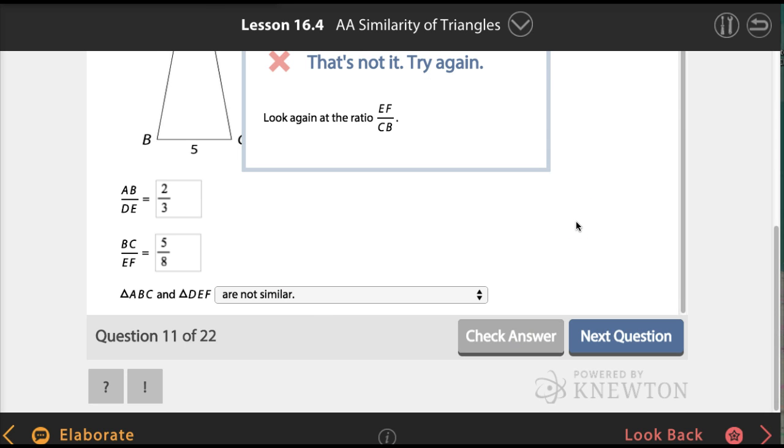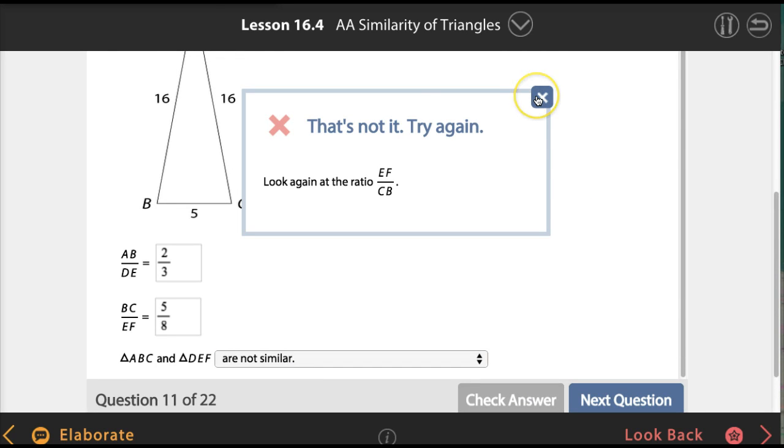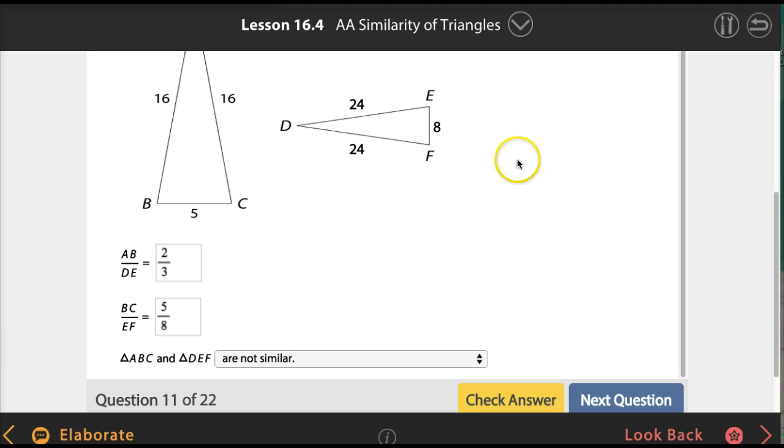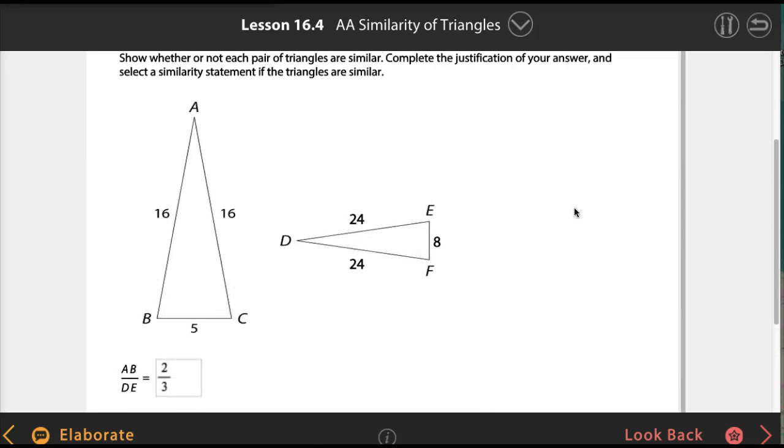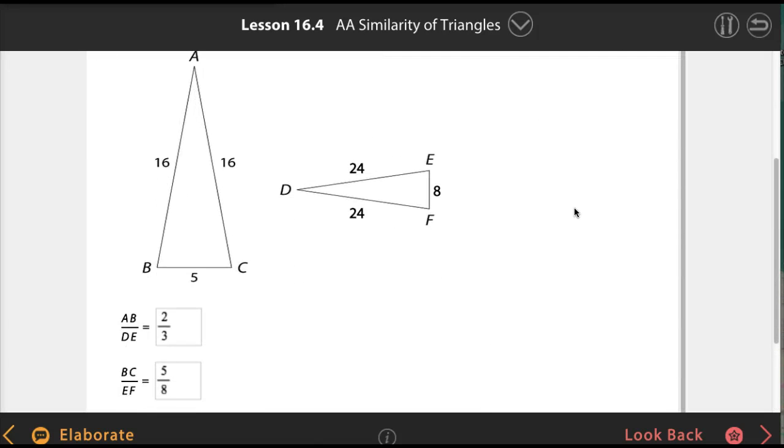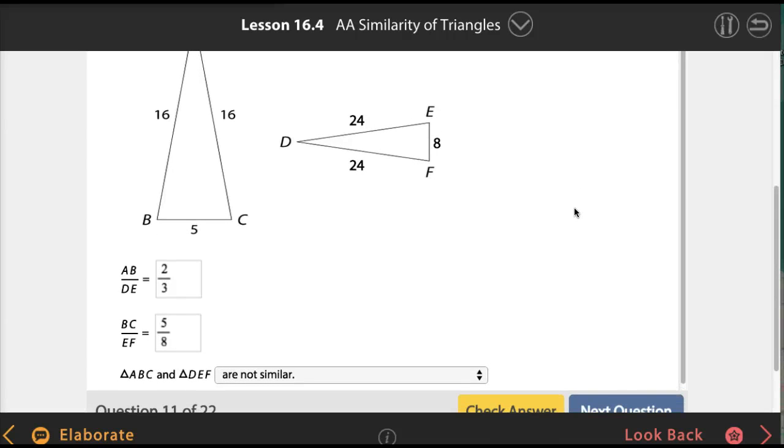And then it says that my answer is wrong, but my answer is correct, right? BC over EF. And it says look again at the ratio EF over CB. But as you can see over here, they don't even have that. This is BC over EF, not EF over CB. So again, in this section, I remember telling you guys that there's a lot of mistakes in the textbook. So please do not get stressed out over the wrong answers in the textbook. That's why Miss Choi made a video so you know for sure what the correct answer is.